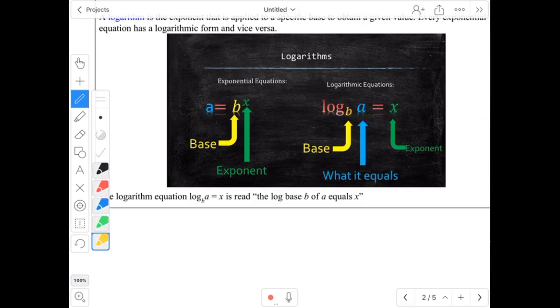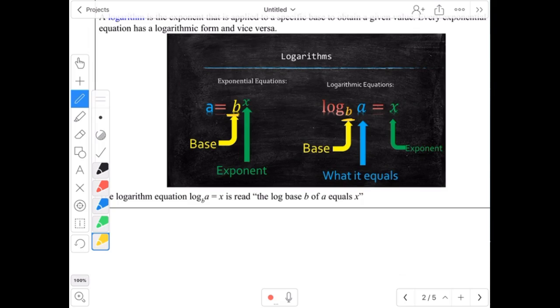Probably most notable, the base will always be the base when we're talking about an exponential equation. The base is the number that is below the exponent, whatever has the exponent next to it. Now, in a logarithmic form, the base will be a subscript number. It'll be the log of some value, and then of a is equal to an exponent. So we're going to take a little bit of time to break that down.